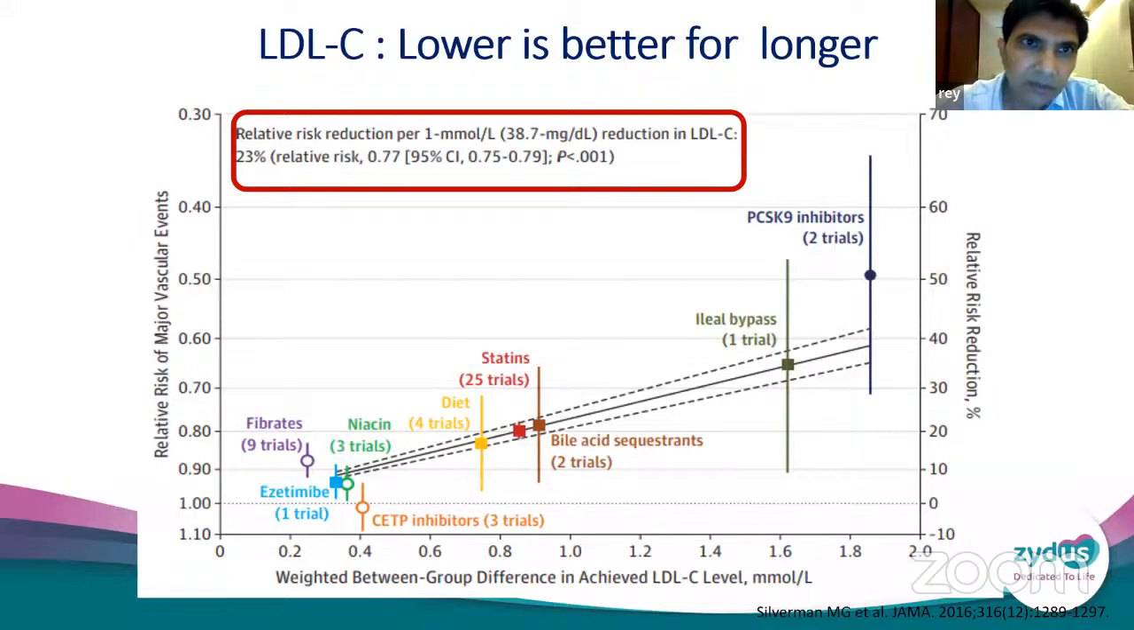So we all know that for each 1 millimole per liter reduction of LDL cholesterol, the relative risk is reduced by around 23%. We have many trials in support of controlling dyslipidemia with statins and other drugs like ezetimibe, fibrate, niacin, CETP inhibitors, bile acid sequestrants, ileal bypass, and PCSK9 inhibitors.